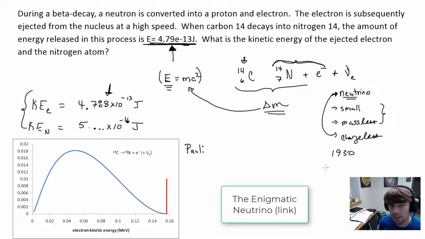Of course, fast forward to 1956, I believe it was 1956, was the first experimental observation of the neutrino. So just a little interesting historical lesson for you there. Okay? Well, let me get the next problem queued up. We'll go at it.